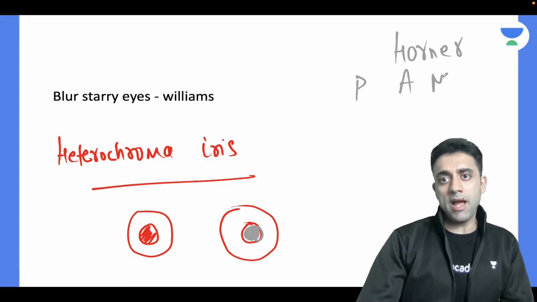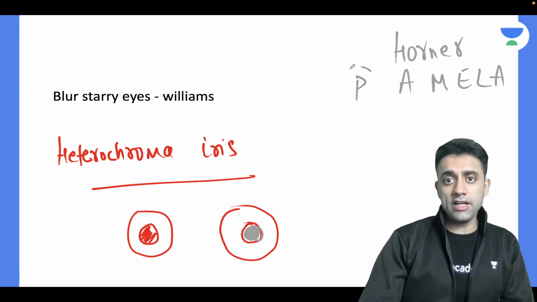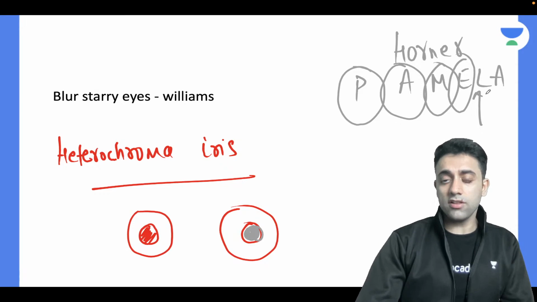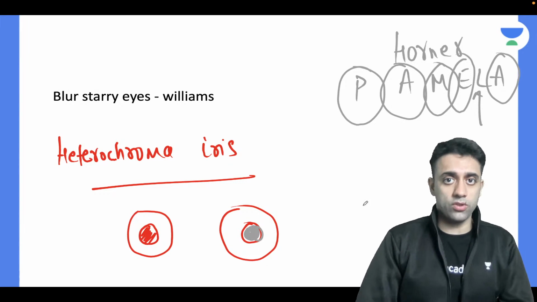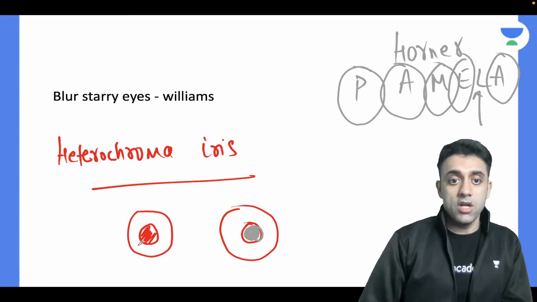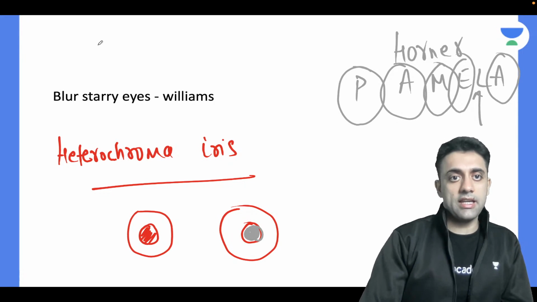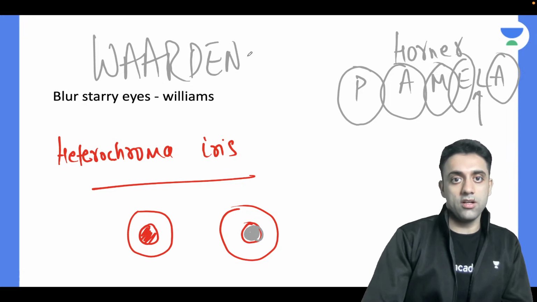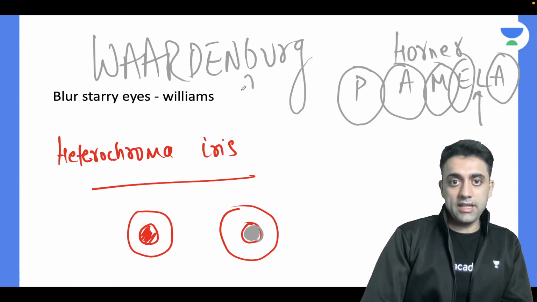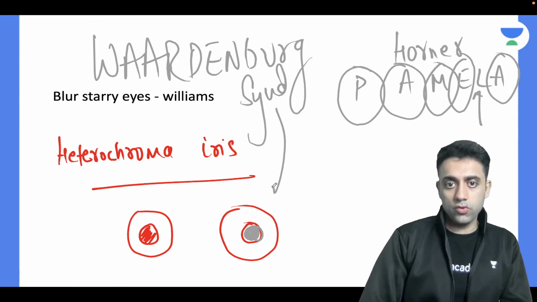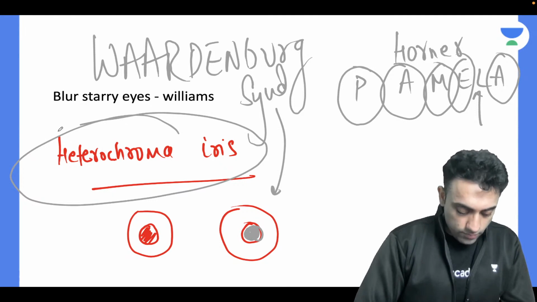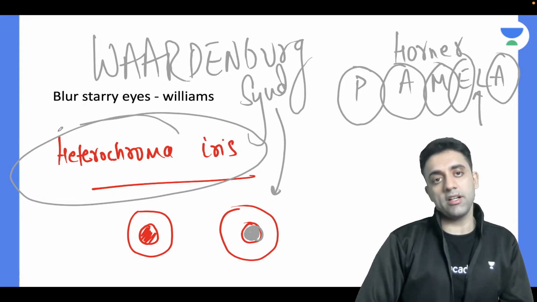The mnemonic was PAMELA. In Horner syndrome, you get ptosis, anhydrosis, miosis, enophthalmos, loss of ciliospinal reflex, and anisocoria. That you get in Horner syndrome. ये जो अलग अलग रंग की आंखें हैं, रिमेंबर ये कौन है? ये है हॉस्टल का वार्डन. Waardenburg syndrome. In a case of Waardenburg syndrome, you will see heterochromia iridis. Heterochromia iridis is seen in Waardenburg syndrome.